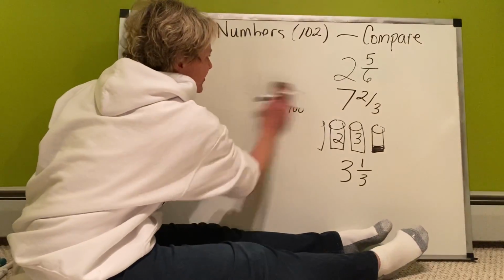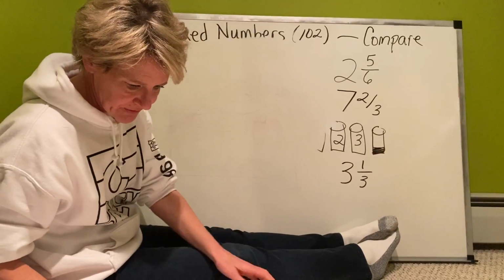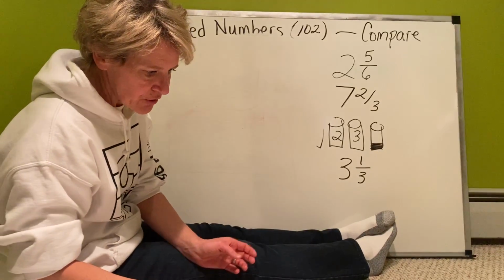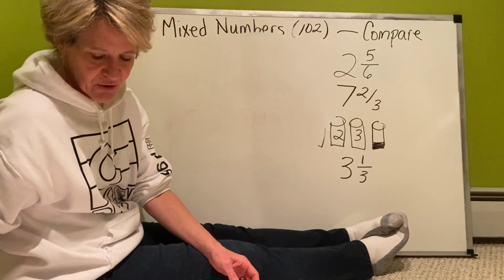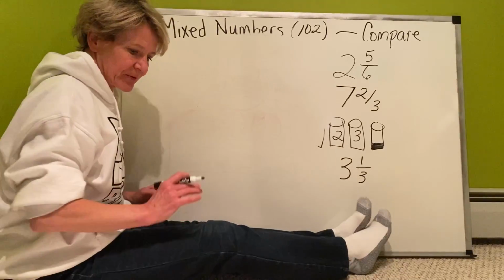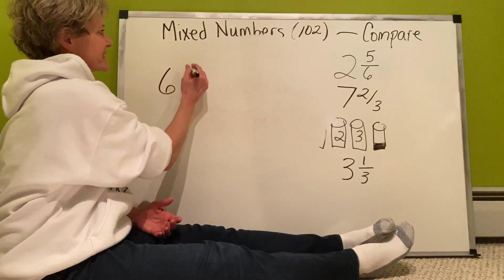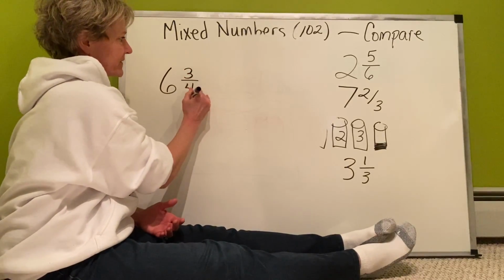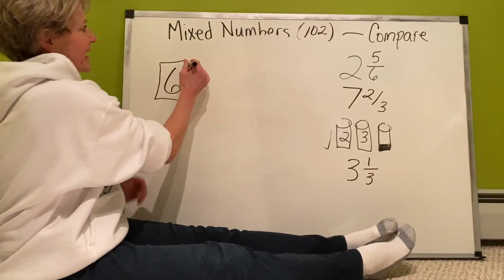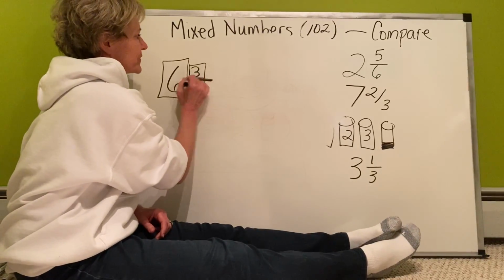All right. After comparing mixed numbers, I want to show you a crazy thing that some people do. Let's take 6 3/4. I'm just making it up. I'm making up the star of the show, and I'm making up my fraction. I just picked 6 3/4.